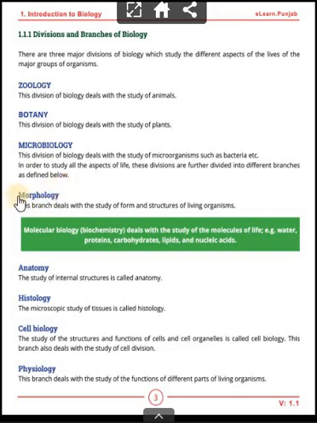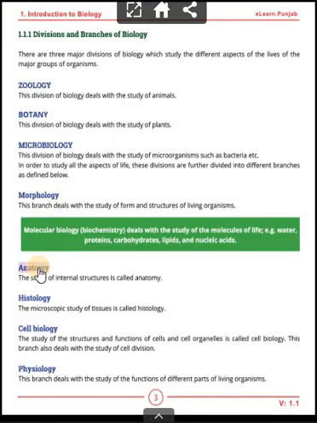The first one is morphology. Morphology is the branch that deals with the study of the form and structures of living organisms. What the form and structure of the living organism is can be studied in morphology. The other branch, in which we study the internal structure of the organism, is anatomy. This shows that anatomy is actually the study of the internal structures of organisms.